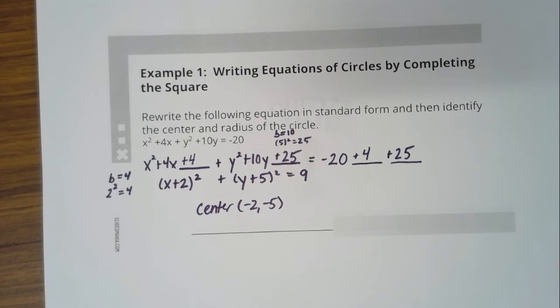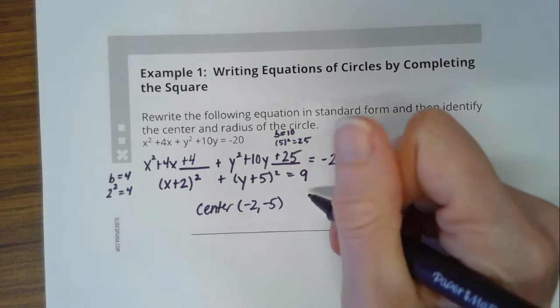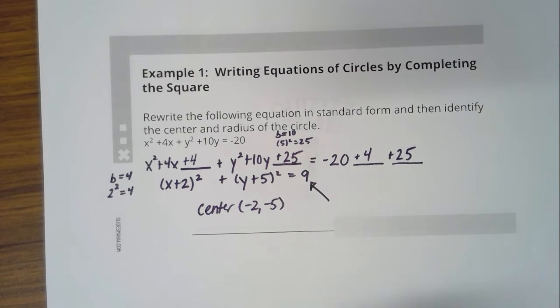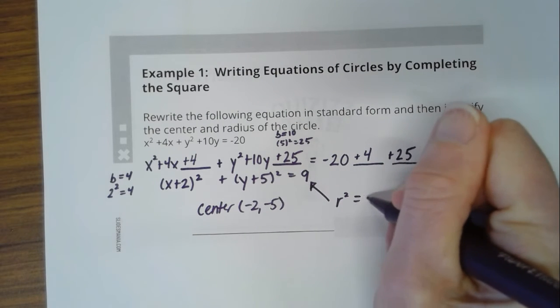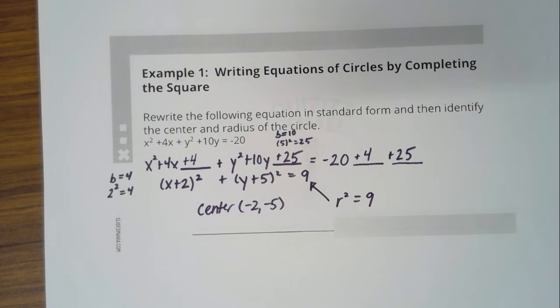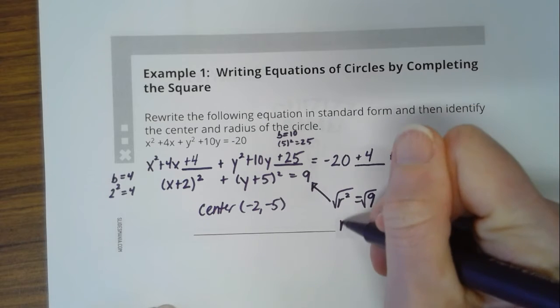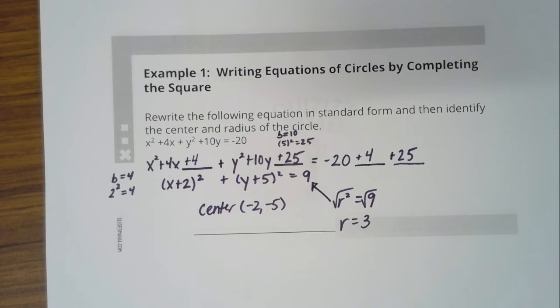And then while we're working with this, the question also here asked me to find the radius of my circle. So the other great thing about this standard form is that the number all by itself on the right side of our equal sign, that's our radius value squared. And so if I want to know the length of my radius, I just have to undo that squaring. So we undo a square by taking the square root. And so my radius would be 3.